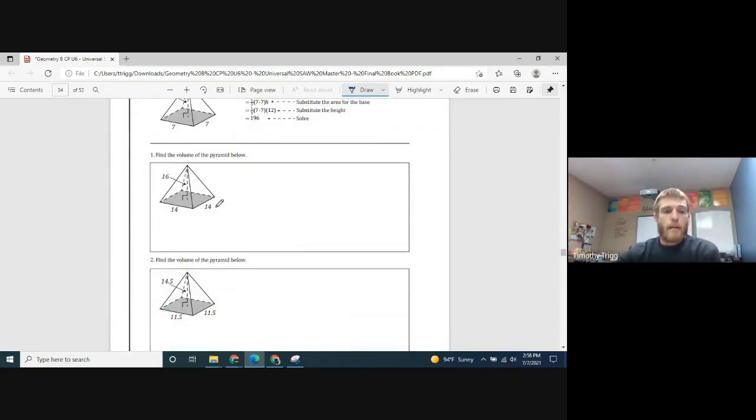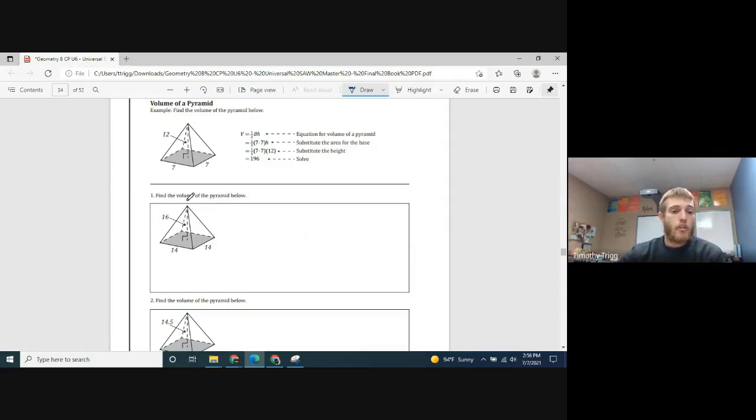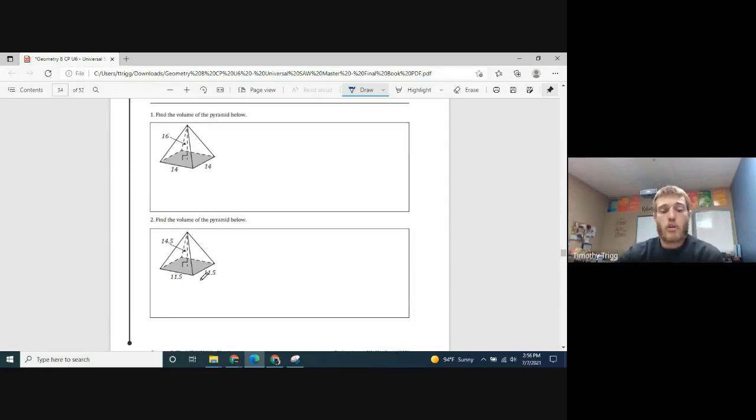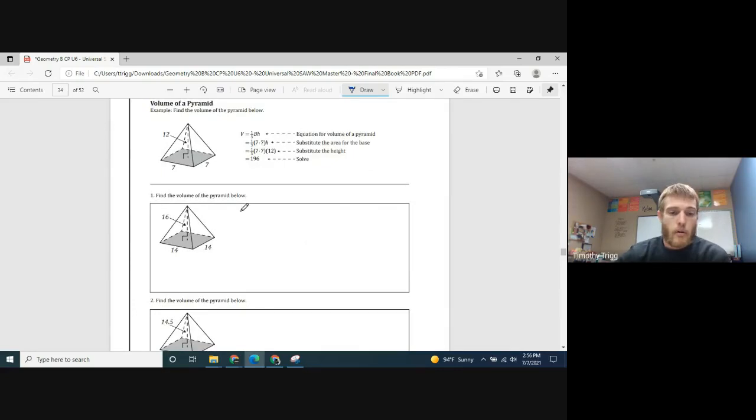So let's go ahead and find the volume of this pyramid here. I'll do number 1 with you, and I expect you to do number 2 on your own. So the volume formula is 1/3 times the area of the base times the height. So in our case, the base area, well, that's a square down here for the base. So the area of this is length times width, or in other words, 14 squared. So the base area is 196.